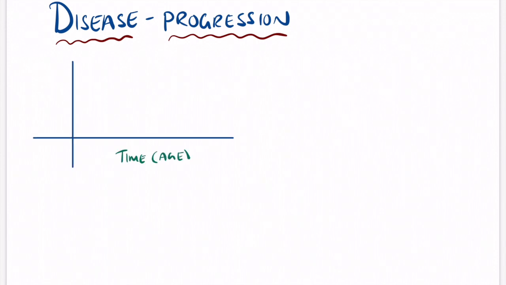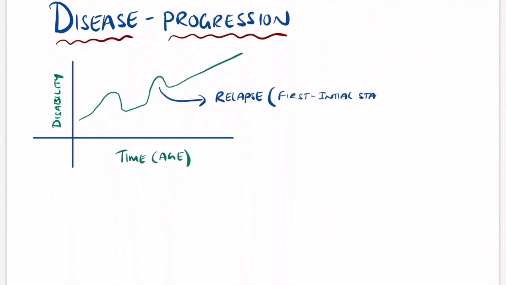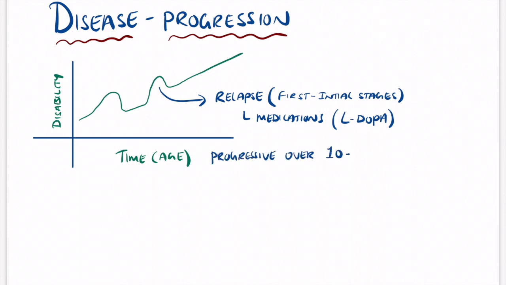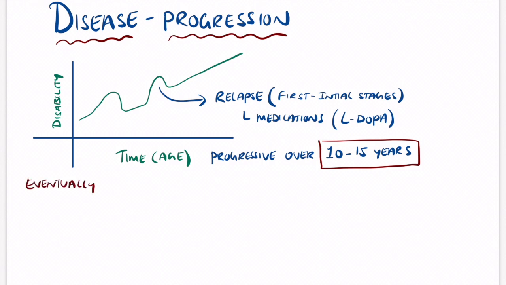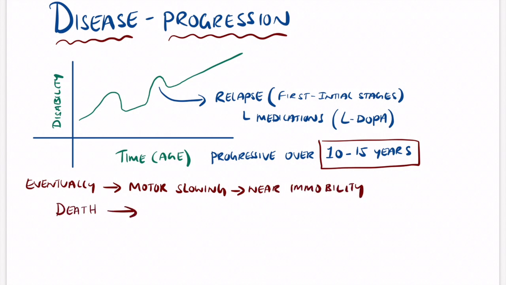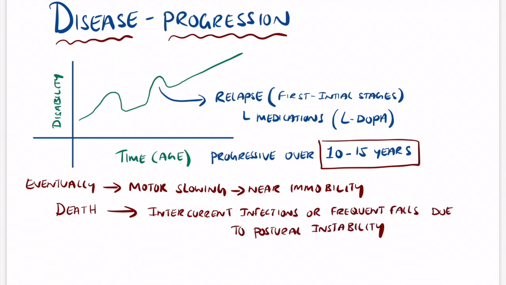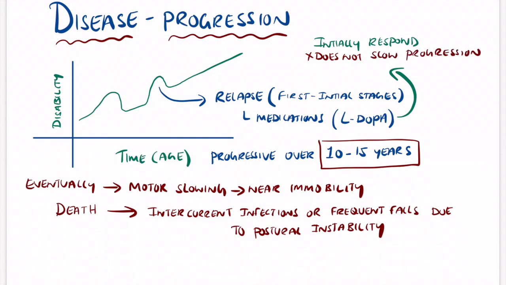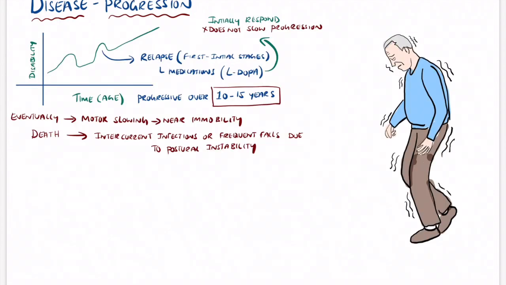Let's talk about the disease progression. So bring out the graph where on X we have time and on Y we have disability. Parkinson's usually has a period where it gets better with medications, especially levodopa, as well as brain stimulation. But over the years, it usually progresses to a worse state between 10 to 15 years, eventually leading to motor slowing and near immobility. Sometimes deaths are due to intercurrent infections or frequent falls, which lead to pelvic and femoral neck injuries and fractures, and lead to aseptic necrosis. Initially, medications such as levodopa respond, which is why you have the improvement, but they do not always slow the progression.